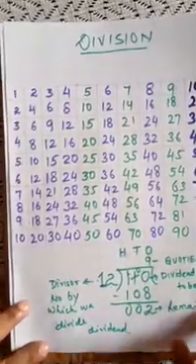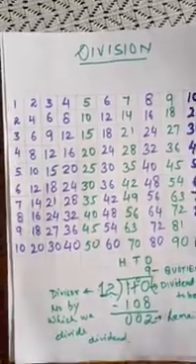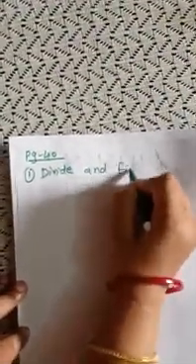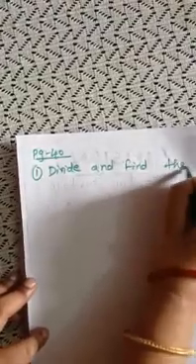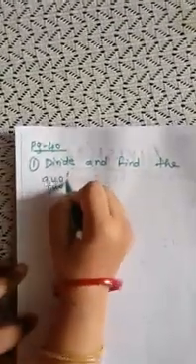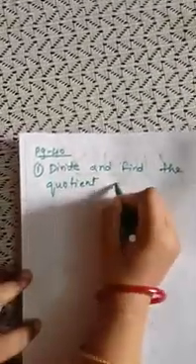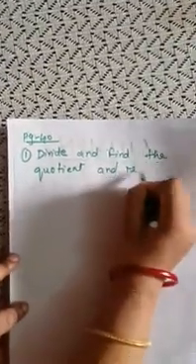So with this recapitulation of the concept of division, now I am going to page number 40. Here in page number 40, question number 1. What is the question? Divide and find the quotient and remainder.